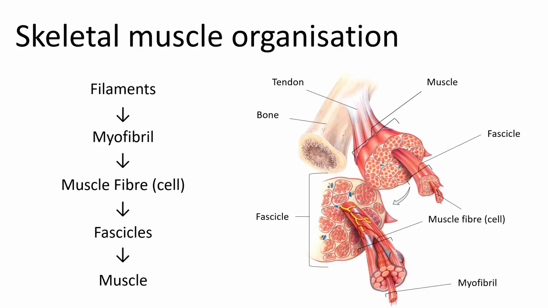As we move away from that attachment site, we move into our muscle tissue. In this diagram, we have a muscle cross-section, and this allows us to see that the muscle is made up of several smaller units, these being our fascicles. Fascicles can further be broken down into individual muscle fibers, or muscle cells, and these muscle fibers can further be separated into smaller components, known as myofibrils, and it's within the myofibril that we find our filaments.